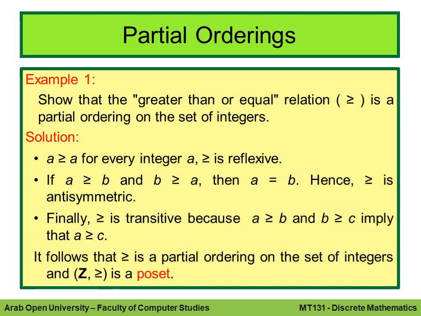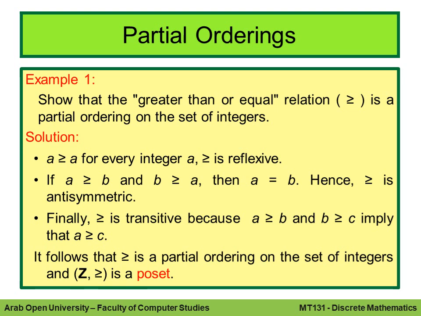Members of S are called elements of the poset. We actually have many examples of partial orders. The relation greater than or equal is, we can easily show, a partial order on the set of integers. Reflexivity is immediate. Every element is greater than or equal to itself, and that gives you reflexive. If A is greater than or equal to B, and B is greater than or equal to A, then we know about real numbers or the set of integers.